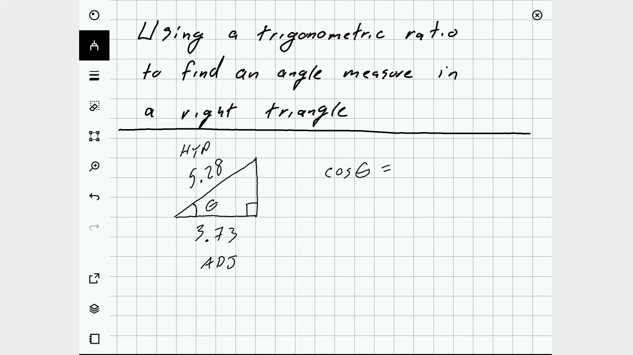Cosine of theta is adjacent over hypotenuse. All right. I can do that division on the right-hand side if I want to, but I'm going to save myself some number crunching and punch everything into my calculator at once.